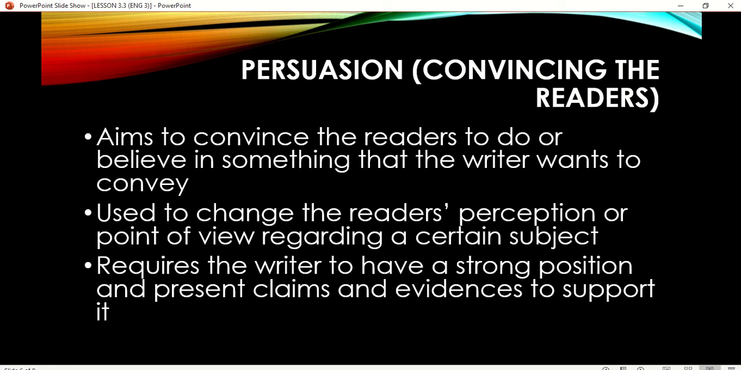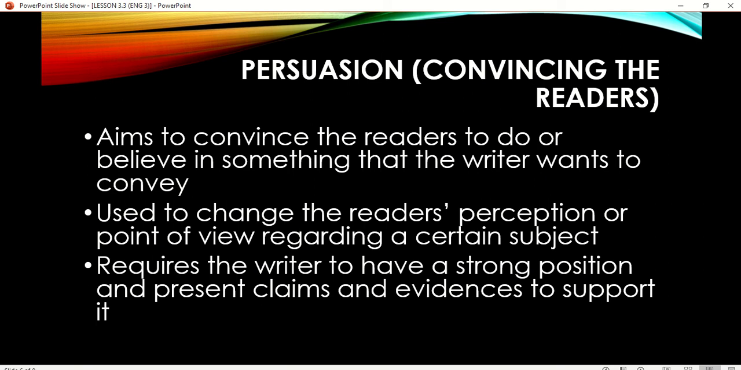And the next one that we have is persuasion. When we say persuasion, it is to convince the readers. You will be persuading the readers to believe what you are trying to say, the message that you are trying to convey. When a text is about persuasion, you want the readers to change their perception or point of view regarding a certain subject. So it requires the writer to have a strong position and present claims and evidence to support it.